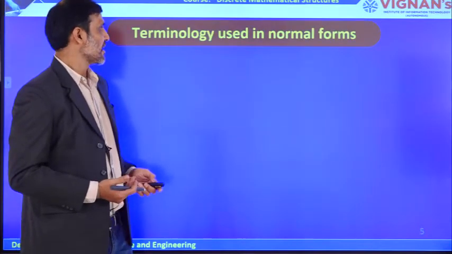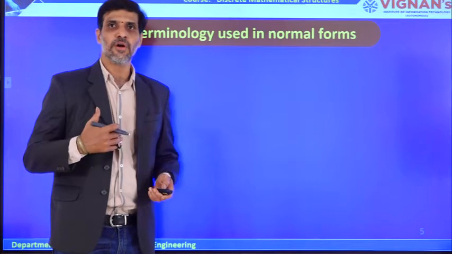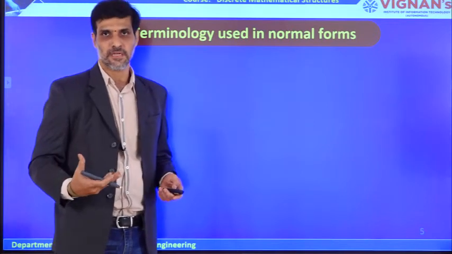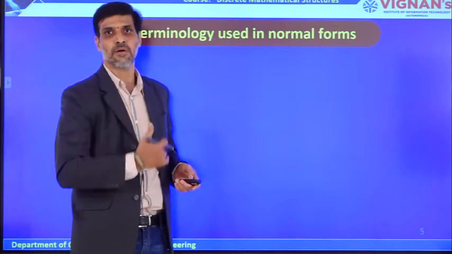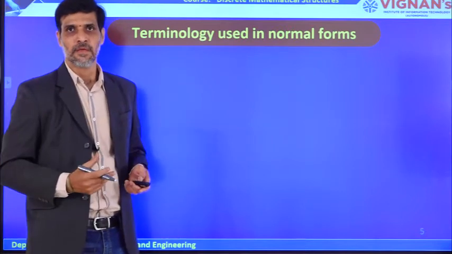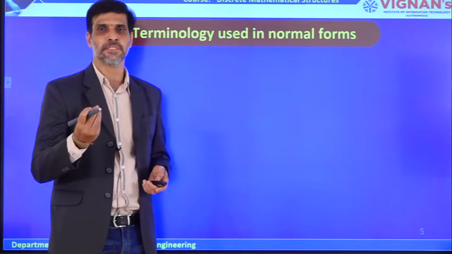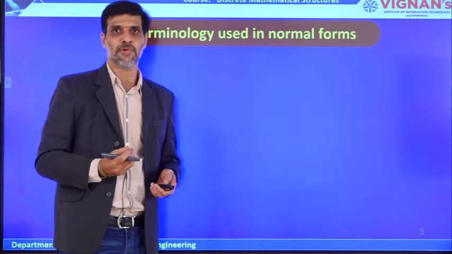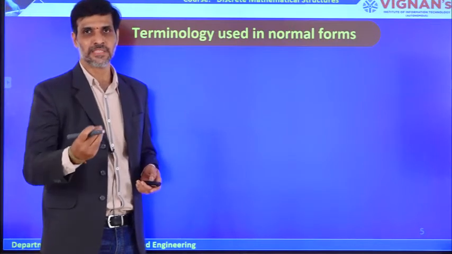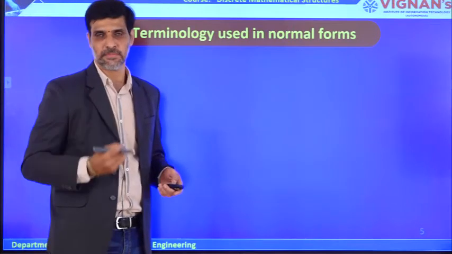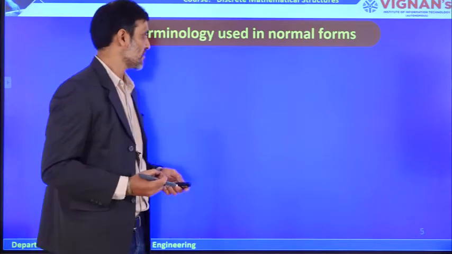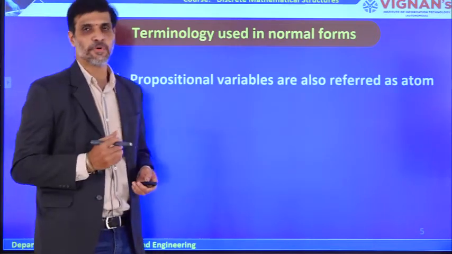Now coming to the terms. Before converting the sentences into any one of these three forms, we are going to use some terms in these normal forms. So try to understand the meaning of those terms. What are those terms? The first one is the propositional variable.